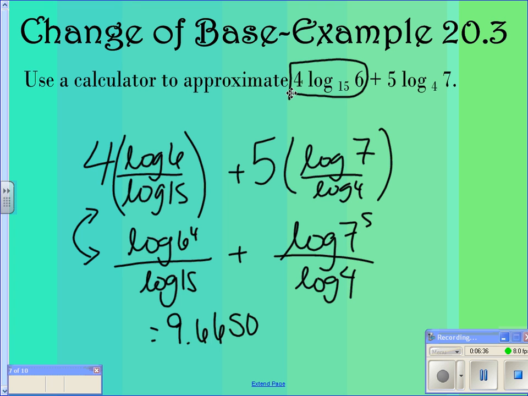What do you get? Same thing? So does it matter whether you use logs or LNs? Do I care which one you use? Whichever one you prefer.